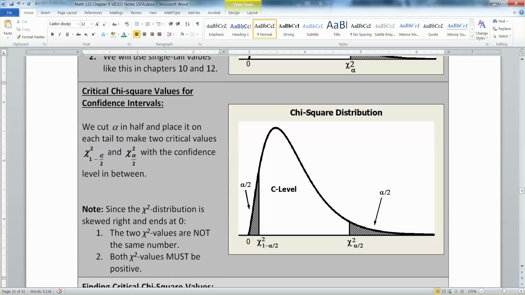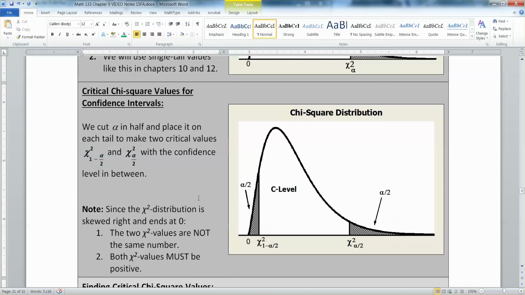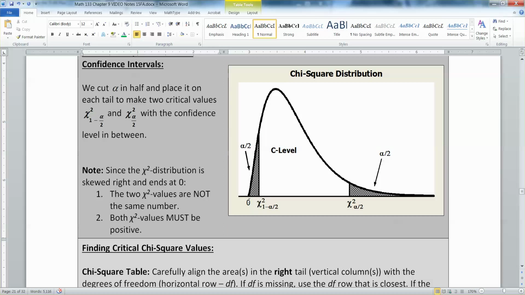Because remember that subscript notation, you can't avoid it. It means area to the right, no matter what. Having that in a subscript, meaning below the line, means automatically it's area to the right. Keep in mind, since this curve ends at 0, these values are both positive, and they're not going to be the same at all. They're going to be very different from each other.